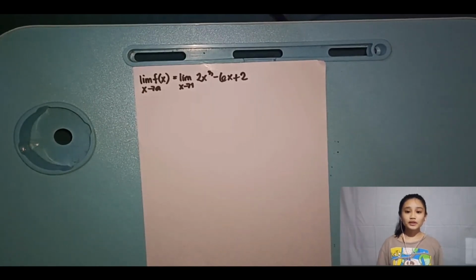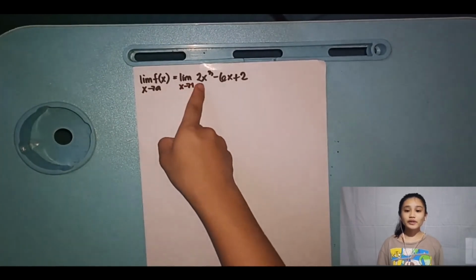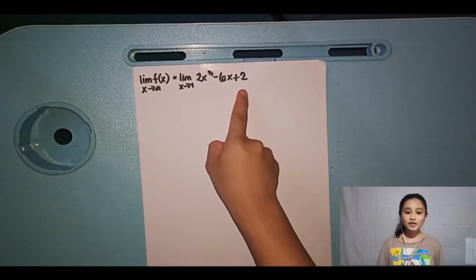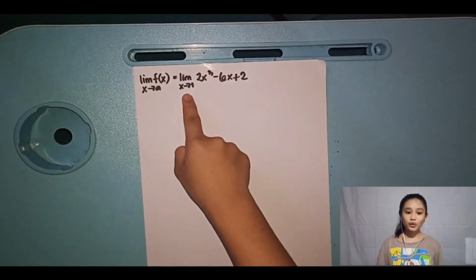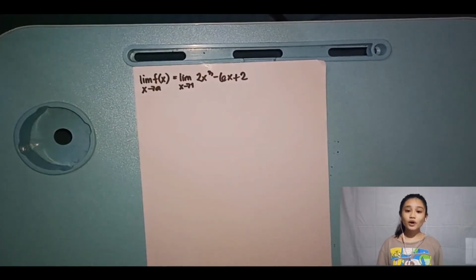Let's evaluate the given limit. The limit of f of x equals 2x cubed minus 6x plus 2 as x approaches a, where a is equal to 1. You can actually use the long method, but in this case, I just simply substitute 1 to x.